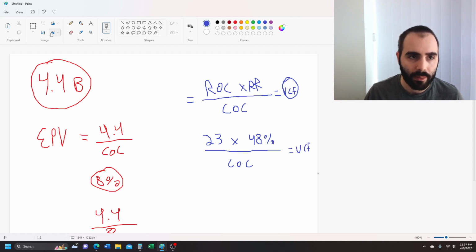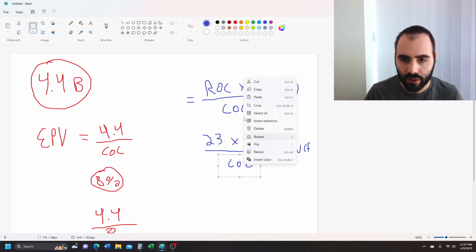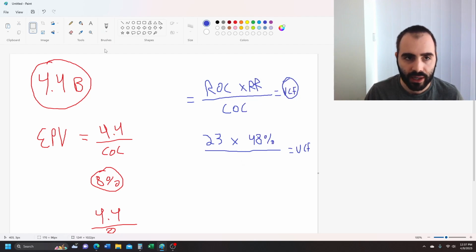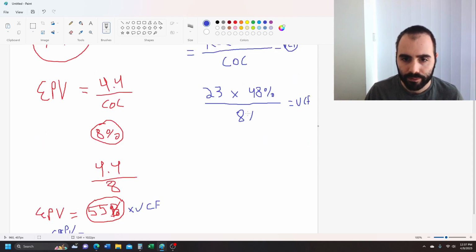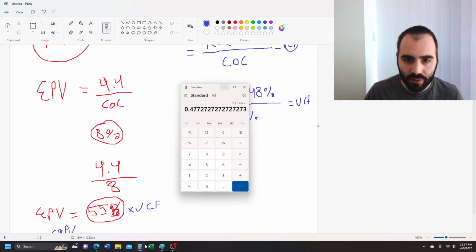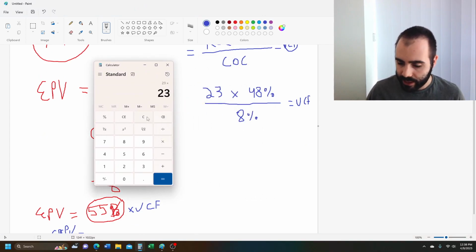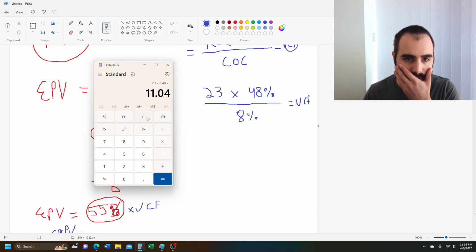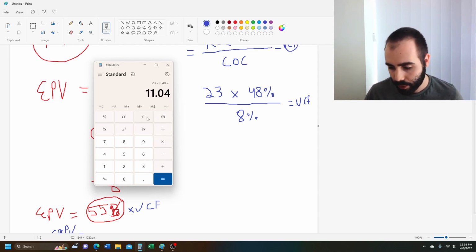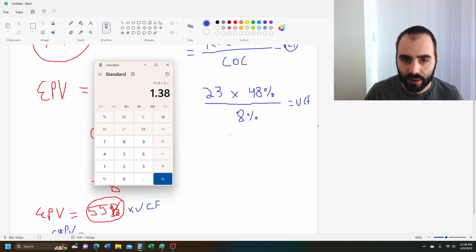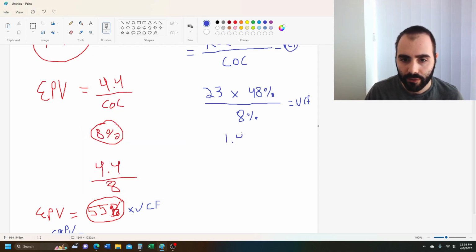What was our cost of capital? We said that our cost of capital that we're going to use, because we feel comfortable with it, is an 8% number. So we're going to put 8% here. 8% cost of capital. So let's solve this equation together. 23 times 48% gives us 11.04, divided by 8 gives us a value creation factor of 1.4, equals our value creation factor.